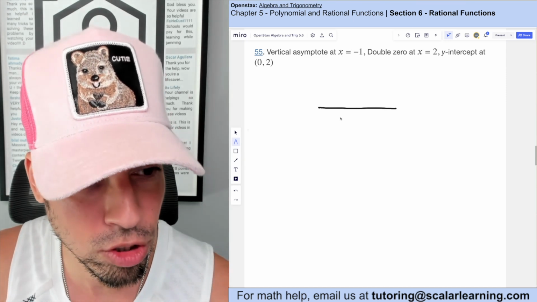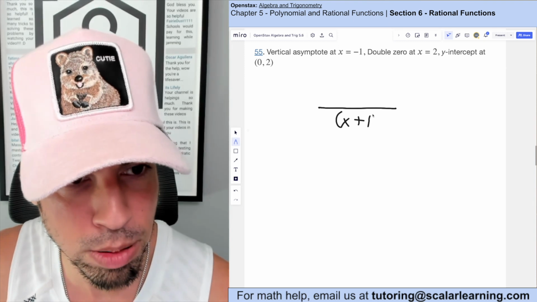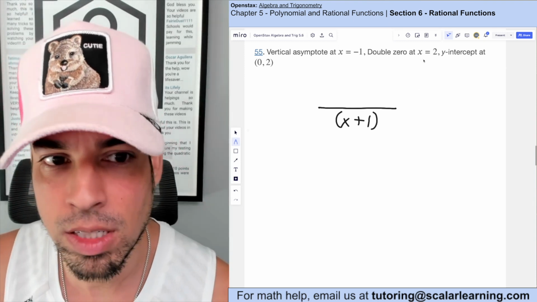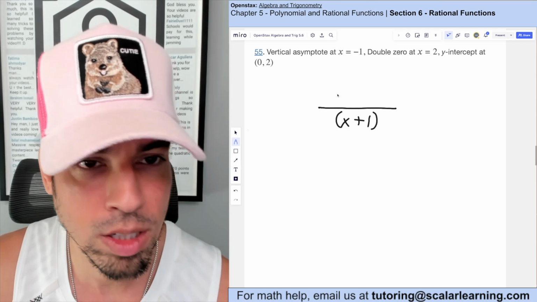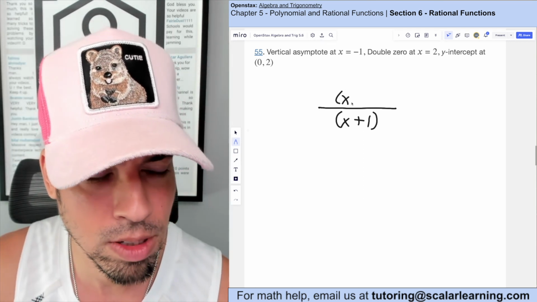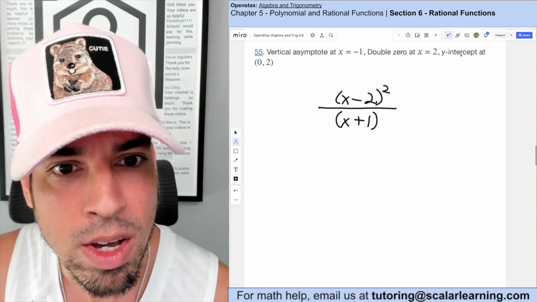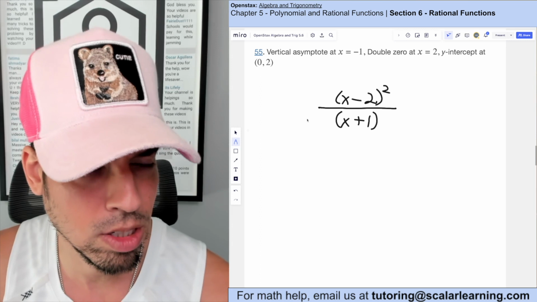Here we're going to start with the vertical asymptote on the bottom. That negative 1 is going to zero out the denominator, so we need x minus negative 1, which is the same as x plus 1 on the bottom. Then it says we have a double zero at x equals 2. A double zero meaning a multiplicity of 2 zeros. So normally I just have a typical x minus 2 on the top, but since it's a double zero, we have to square it. Last but not least, we know that the y-intercept is at 0, 2.